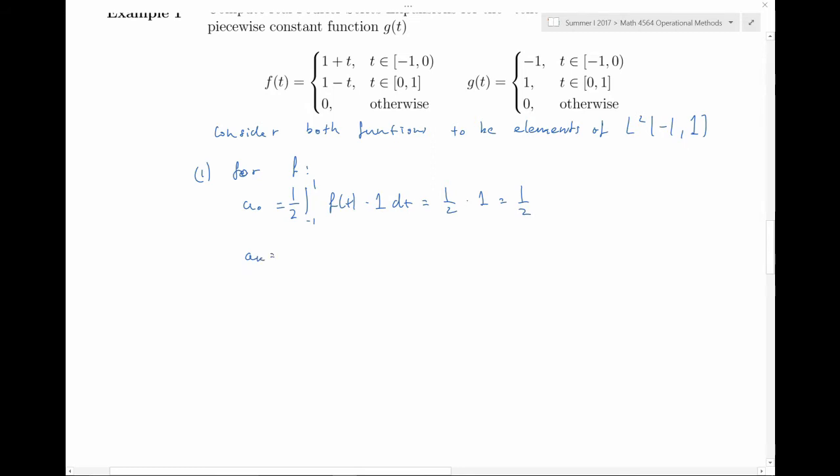The coefficient ak can be computed as 2 over L, which is 2, the integral from -1 to 1 of f of t, times cosine of 2 pi k over L, which is 2 t. I can write this as 2 times the integral from 0 to 1, because both cosine and f of t are symmetric. So this is just going to be 2 times the integral from 0 to 1 of the function 1 minus t times cosine of pi kt dt.